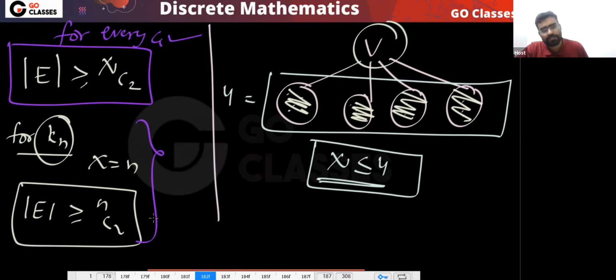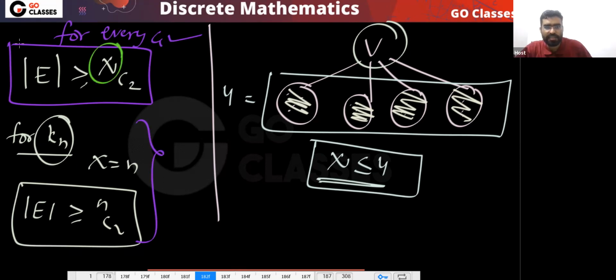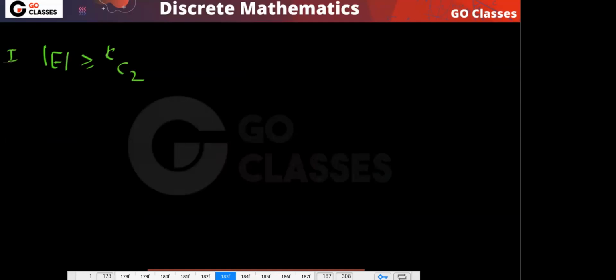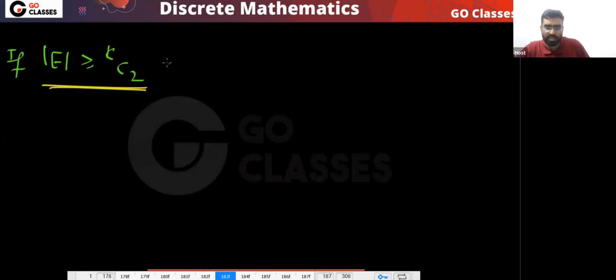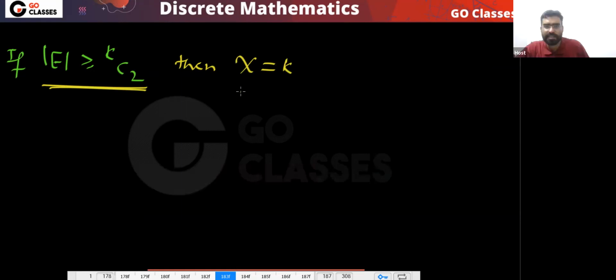What if the reverse: if the graph contains zeta C2 edges, will it have M chromatic number or not? Basically, in that case you should not say zeta. You should say that if the number of edges is greater than or equal to some number kC2, then the chromatic number need not be equal to k. Something like this you are saying. Yes sir. I think this is wrong, and you can easily create a counterexample for this.